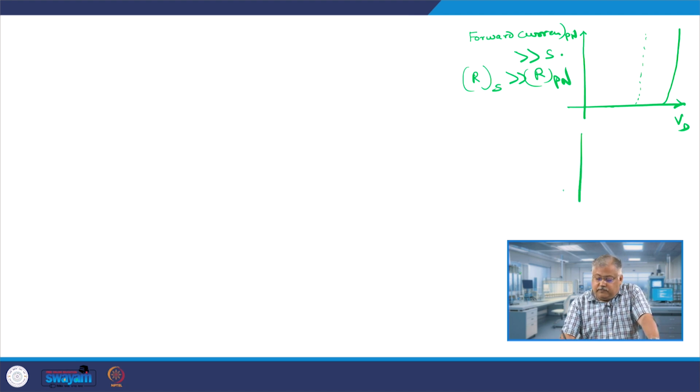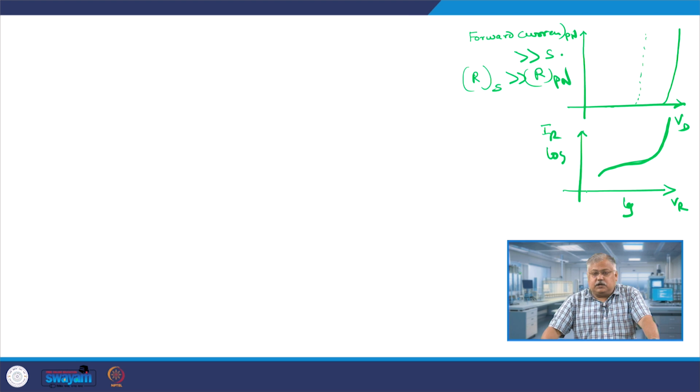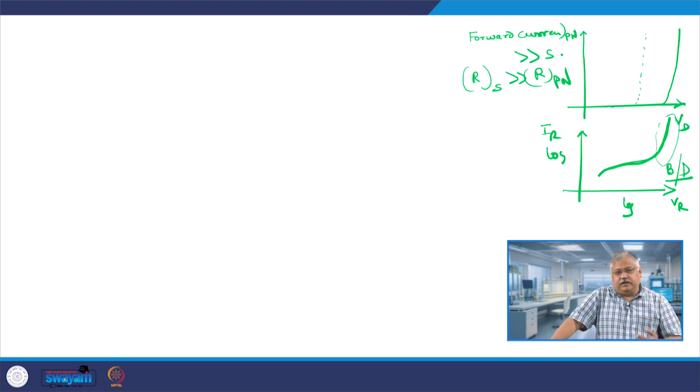So, if you plot reverse bias VR versus the current IR, both on a log scale, you get an expression like this, which means that for low values of reverse bias the current is small and remains constant for a long duration, and suddenly it goes to a high value. This region is basically the breakdown of the device, the electrical breakdown which takes place. We will not discuss that particular instance in detail.